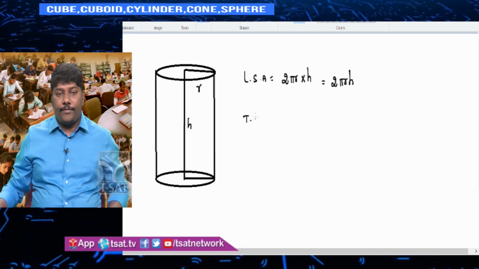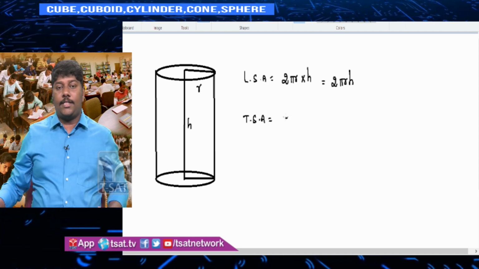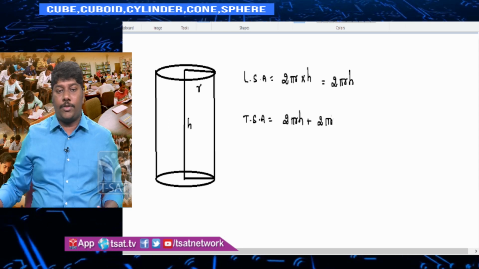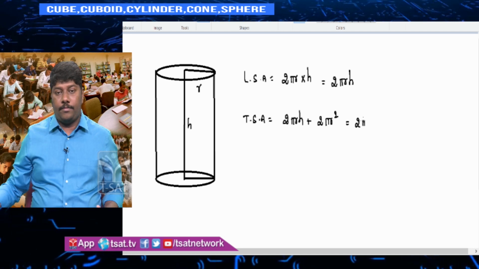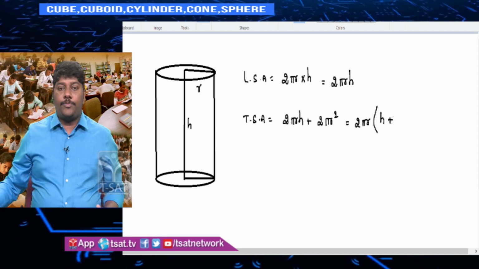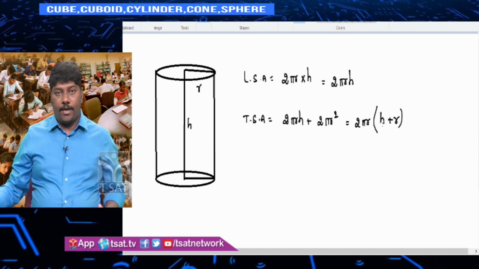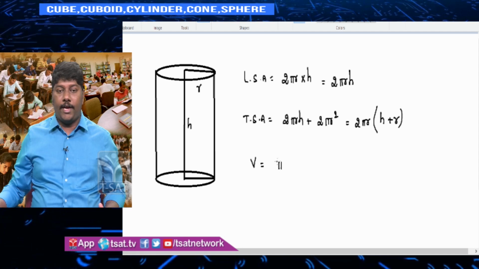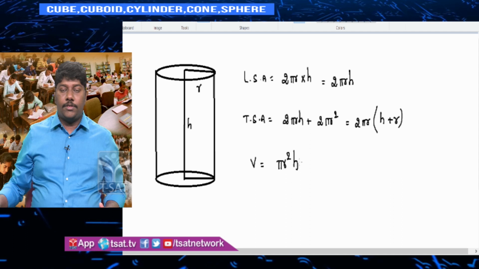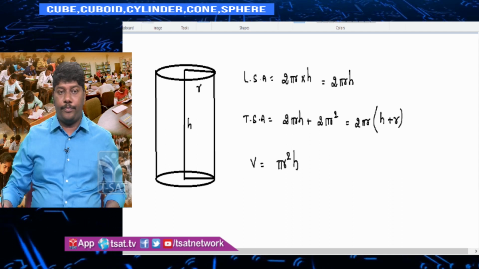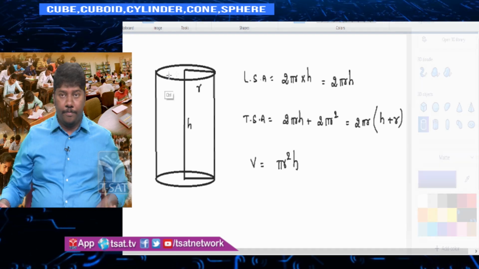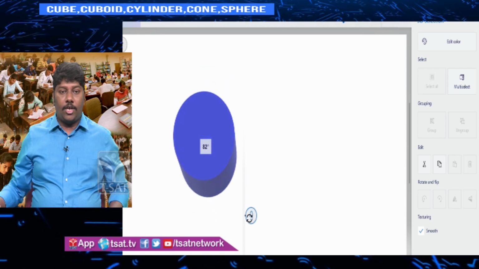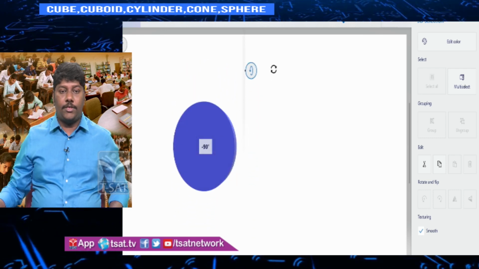When it comes to total surface area, along with the lateral surface area 2 pi r h, you need to add two circles, 2 pi r square. If you take 2 pi r common, you will get h plus r. This is the total surface area of the cylinder. When it comes to volume, we know for a prism, volume is base area, that is pi r square, into h. So, this is the volume of the cylinder. Look at the three-dimensional figure of a cylinder. This is how a cylinder looks in a three-dimensional figure. Here the top surface is a circle and this one is also a circle.